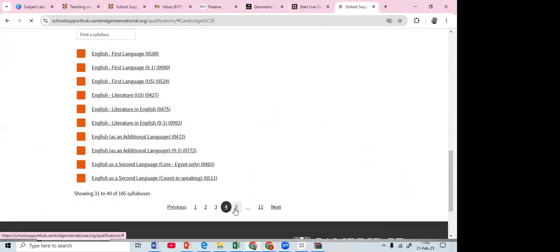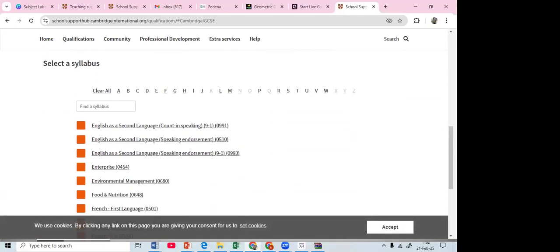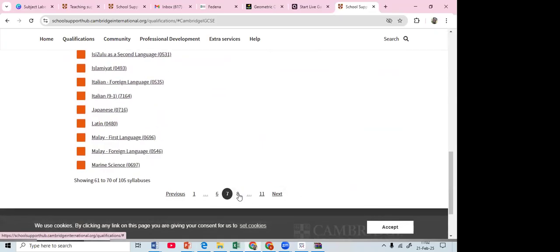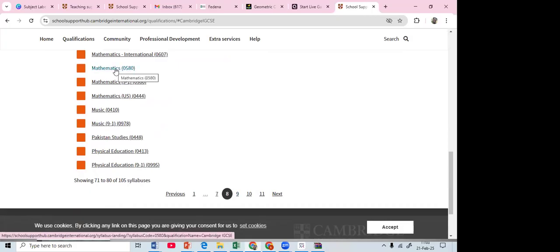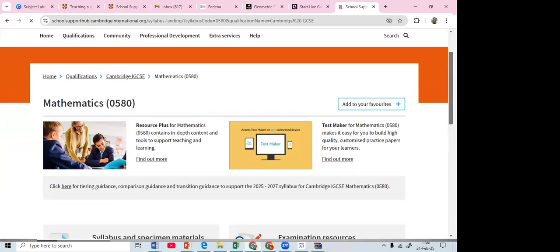So I go to M. I continue scrolling up to when I reach my M. This is M here. Now the code for our mathematics is 0580. So I'll check there, I'll click there. Now the moment I come there, I am able to see everything within mathematics.